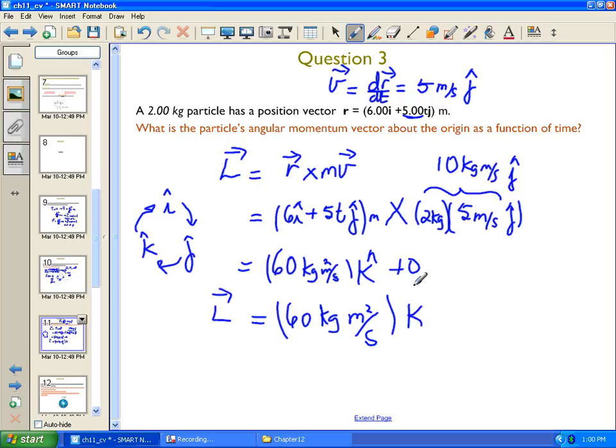So in fact, this angular momentum is constant. There is no t dependence whatsoever, which means that for this given particle with this particular position function, the angular momentum does not have any time dependence and therefore has a constant value of 60 kilogram meters squared per second. All right, next question.